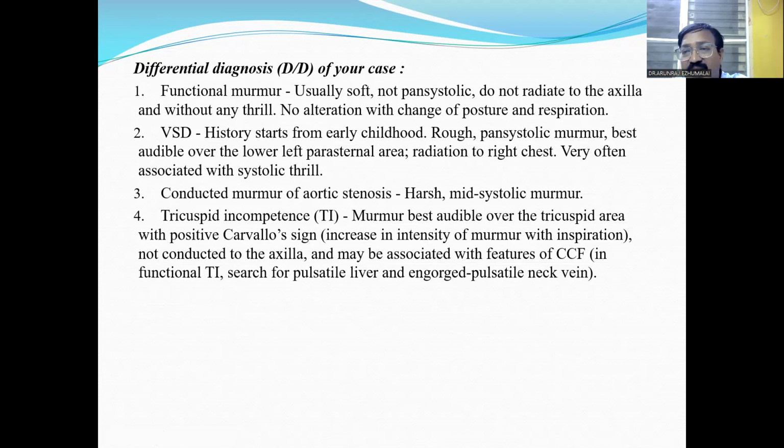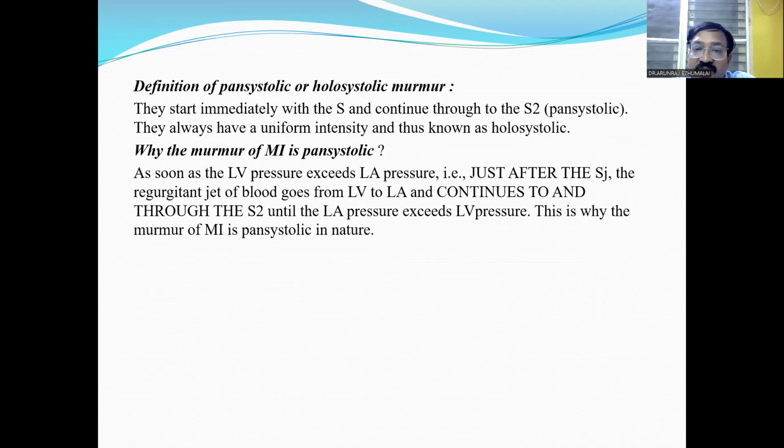So keep this in mind, and have the differential diagnosis: VSD, tricuspid regurgitation, aortic stenotic murmur, and all functional murmurs for a systolic murmur. The murmur is called pansystolic because it starts immediately with the S1 and continues through the S2, with uniform intensity. But in the aortic stenotic murmur, it will be crescendo-decrescendo, harsh with a peak, whereas in MR it will be uniform.